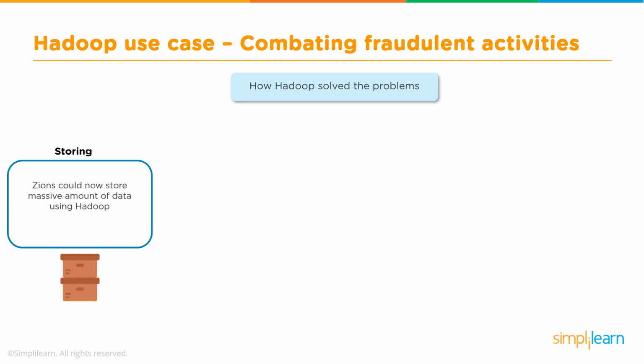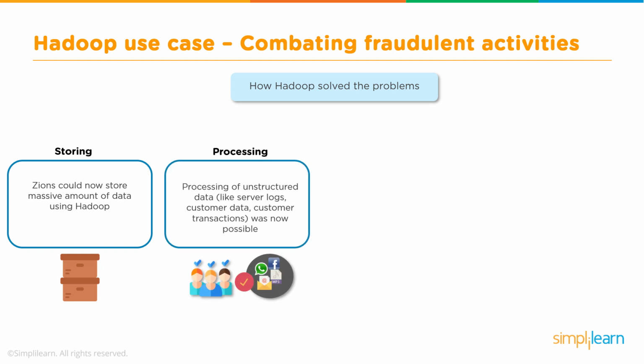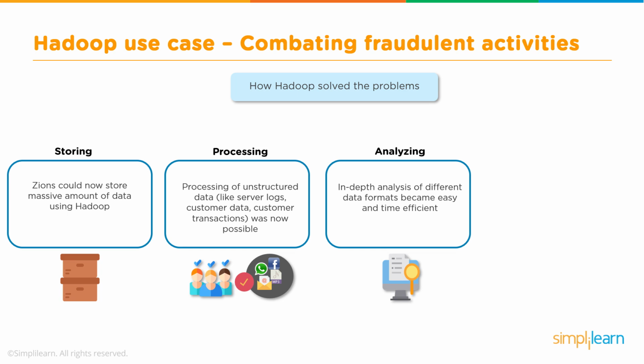Zions could now store a massive amount of data using Hadoop. So they can now pull all that data together and store it in one place to look at it. Processing of unstructured data, like server logs. Remember, we're talking about the different data. Server logs are big. Customer data, all those emails going back and forth. Customer transactions, which are more structured. Usually you have, like, they took a loan out for X amount of dollars at X interest. Now it's possible to process that huge amount of data across the Hadoop file system. And because you can do this, you can now do in-depth analysis of different data formats. It's easier and more time efficient.